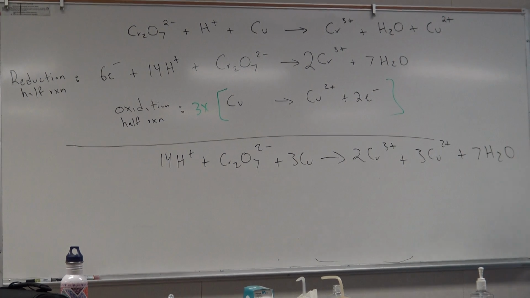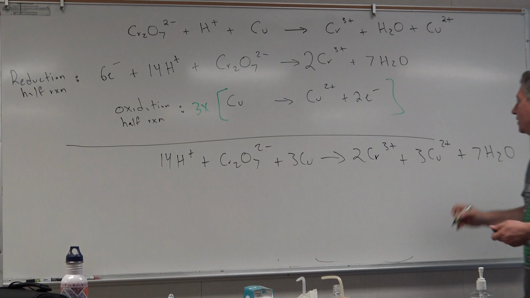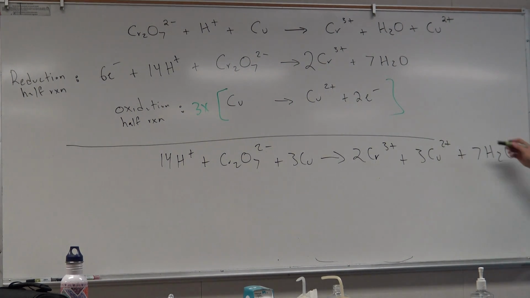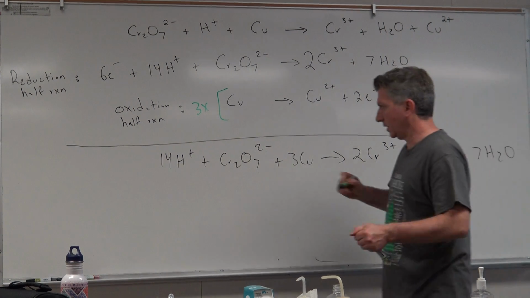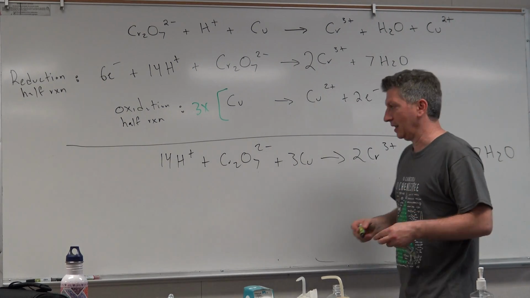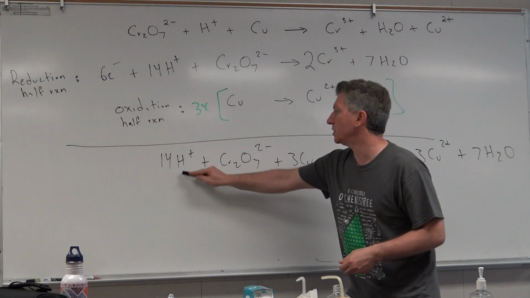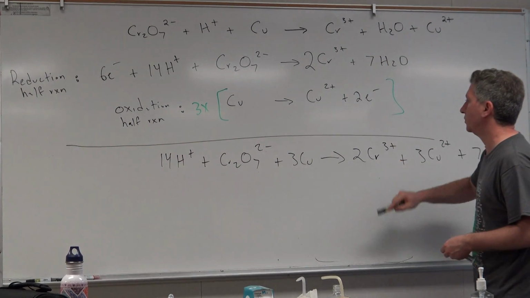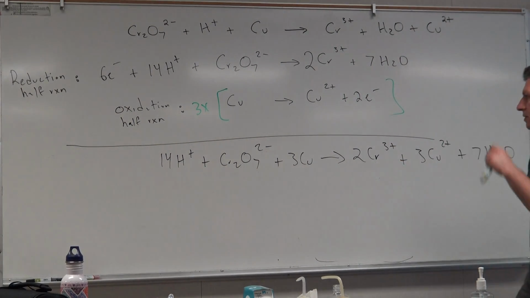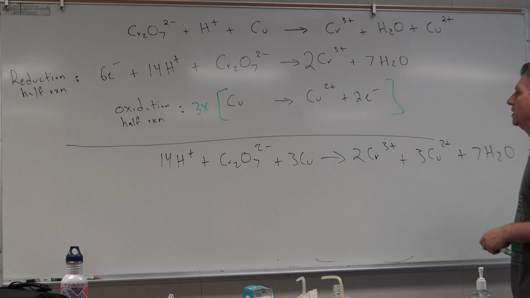So now I need to look and see if I need to simplify it. Sometimes you may have water on both sides or hydrogens on both sides, so you need to simplify it. In this case, I don't. So this is the balanced equation. I need to check to make sure everything is balanced. So 7 times 2, 14 hydrogens, 2 chromiums, 3 coppers, 3 coppers, 7 oxygens.